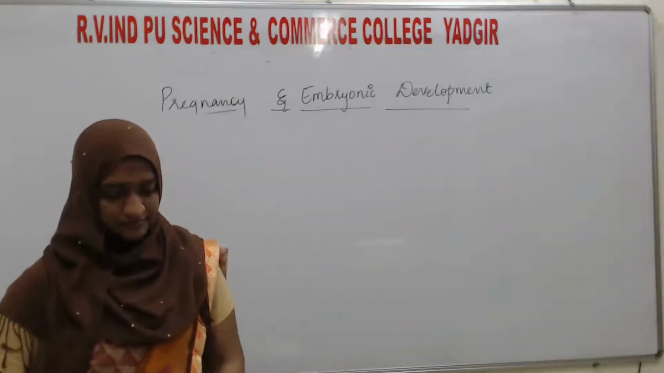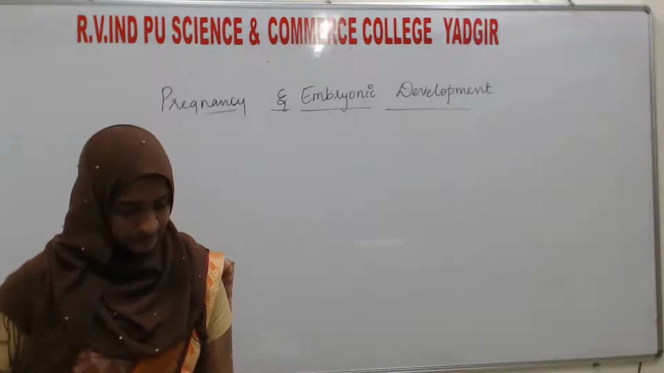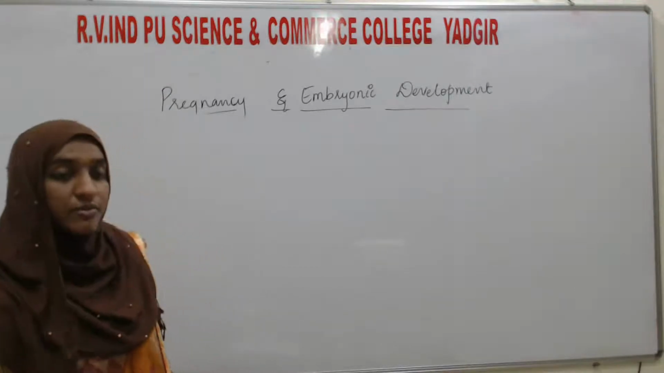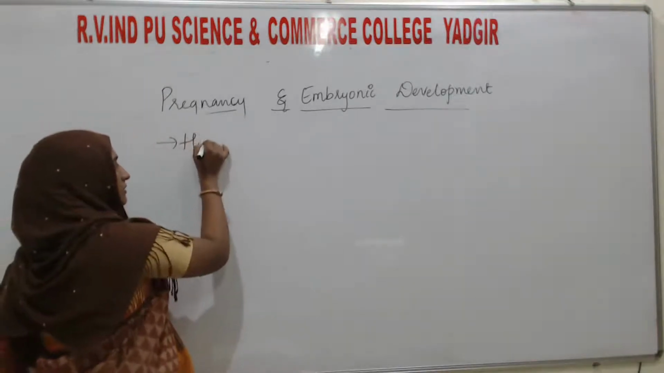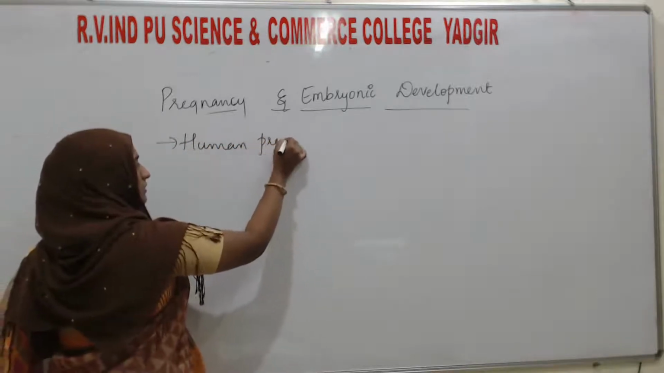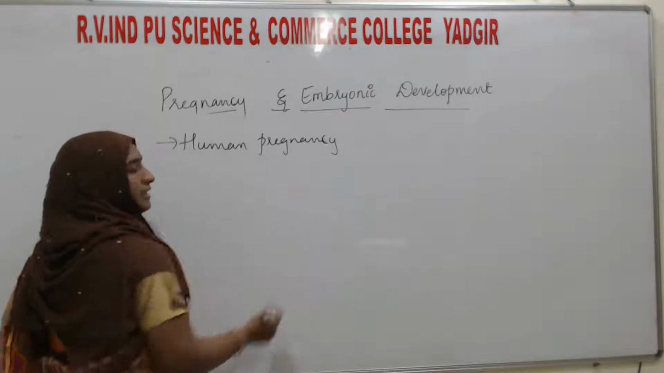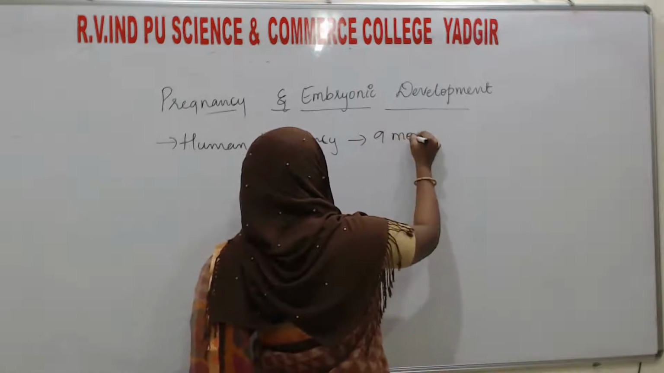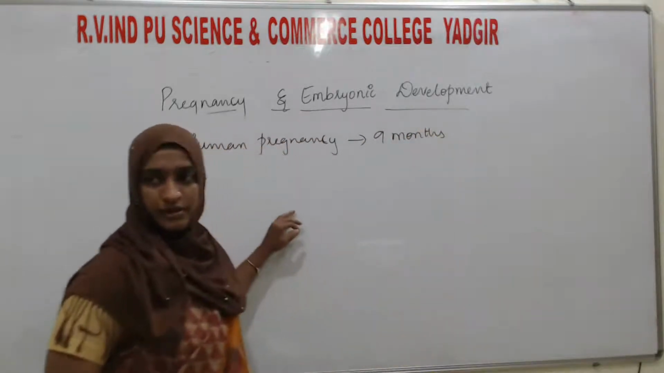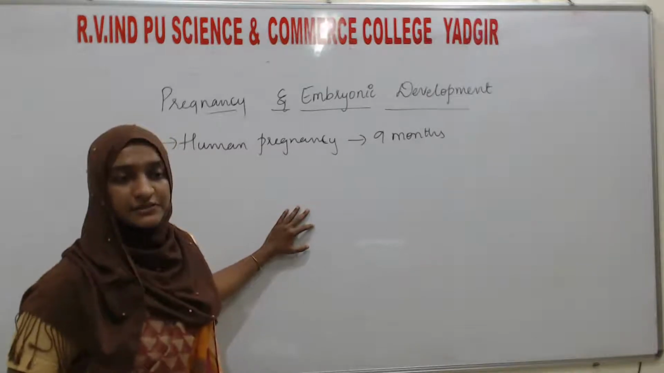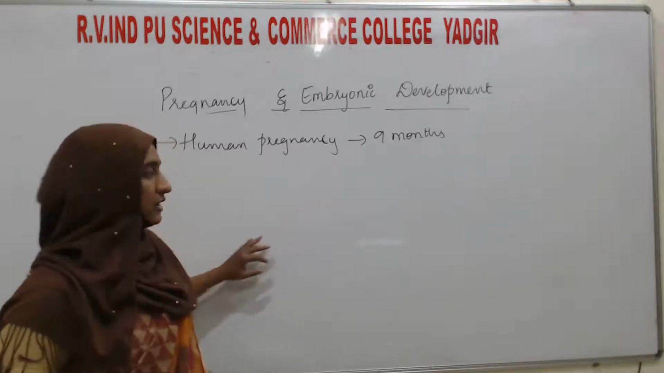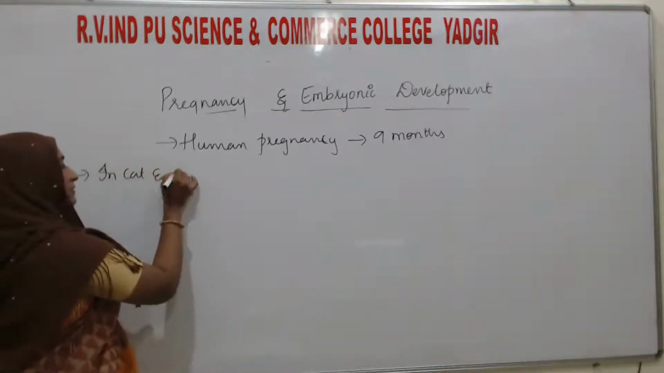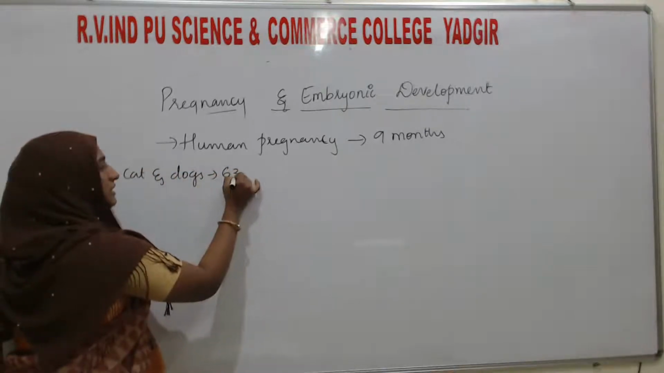Next, embryonic development. Human pregnancy lasts for 9 months. In some other mammals it is different. It's not similar in all mammals. For example, in cats and dogs it is 63 days.